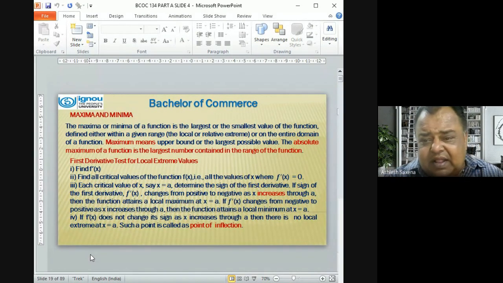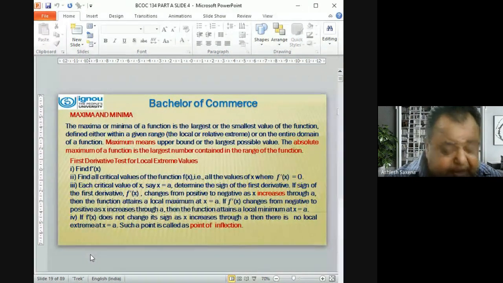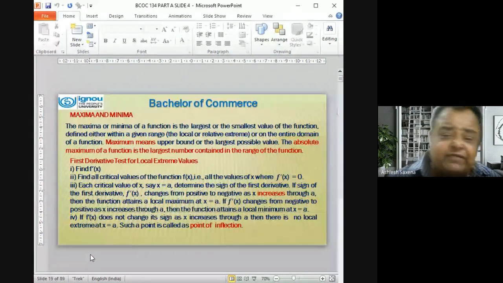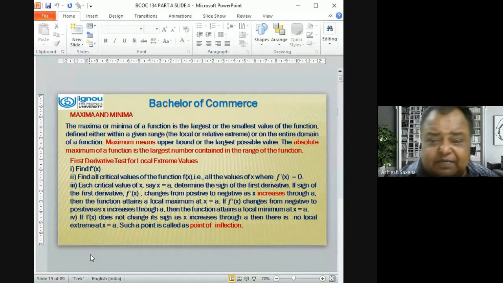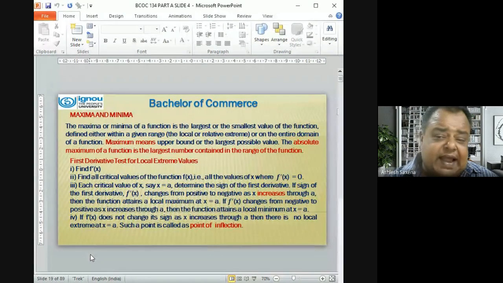Now, as we have done in increasing and decreasing, we have to see if the sign of the first derivative f dash x changes from positive to negative as x increases through a, then the function attains a local maxima at x is equal to a. And if f dash x changes from negative to positive as x increases through a, then the function attains a local minima at x is equal to a.